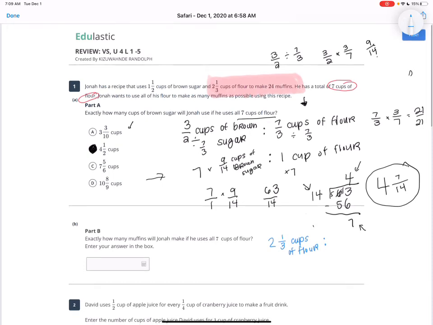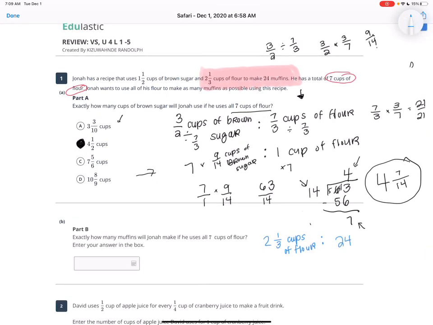Okay. And this is 24 muffins. I'm sorry about that. Okay, we could do the same thing like we did with the other problem. We can divide, and I'm going to put 7/3 because this is 7/3 cups of flour. So 24 muffins. So we could divide both sides by 7/3.